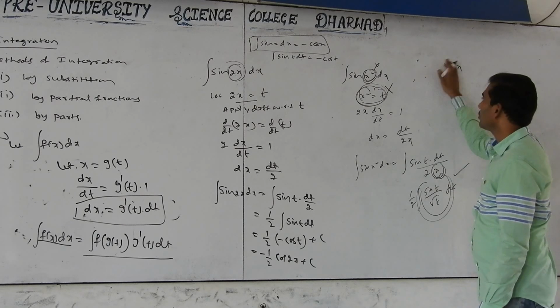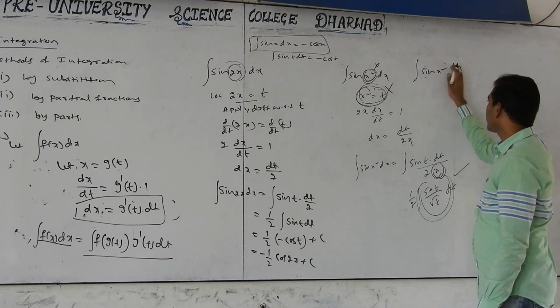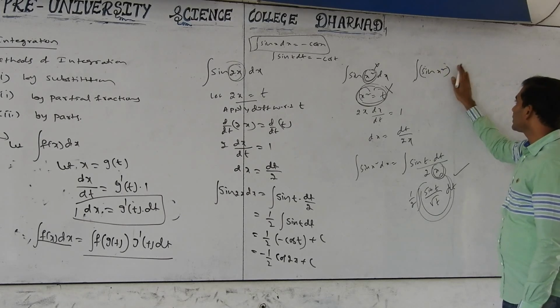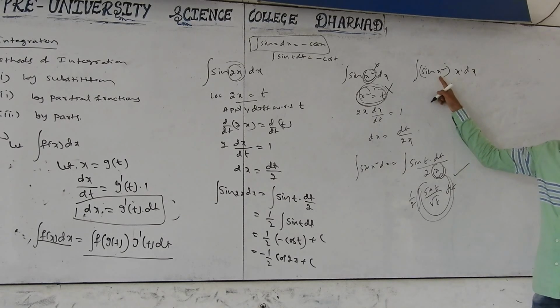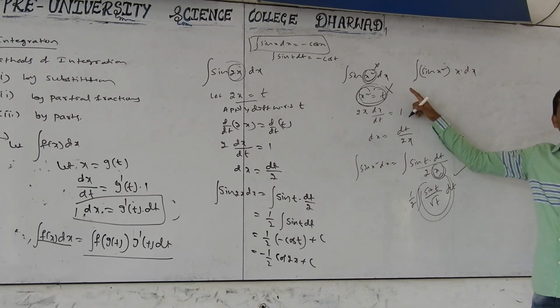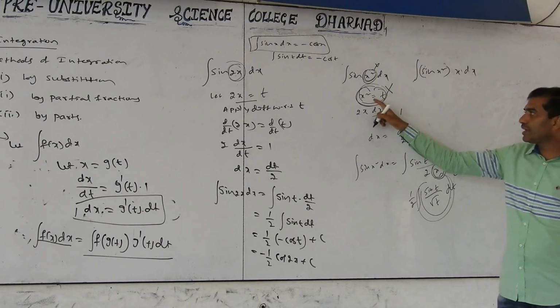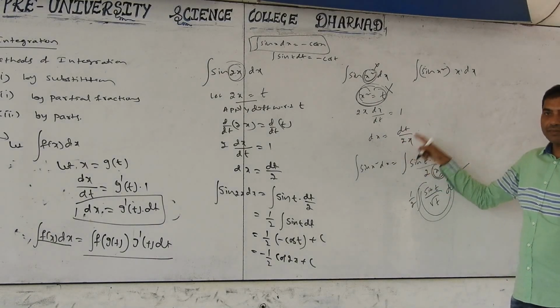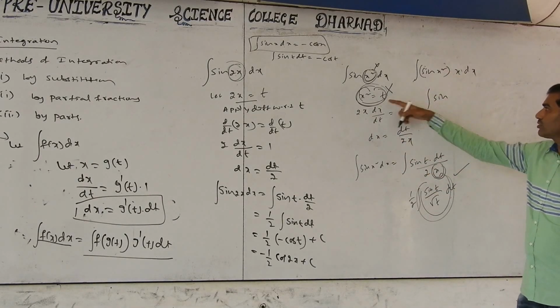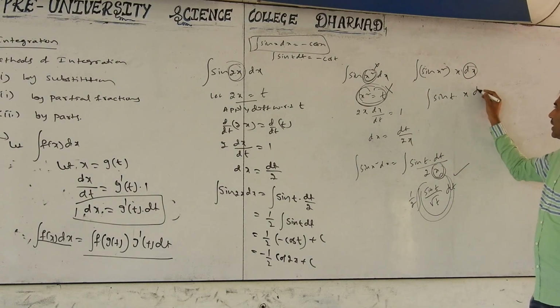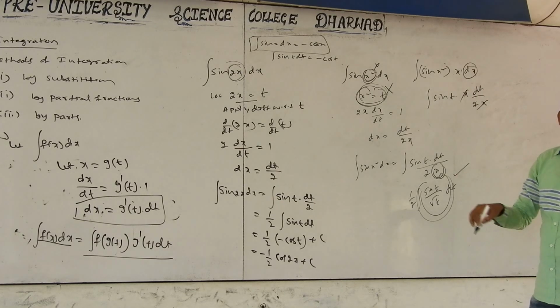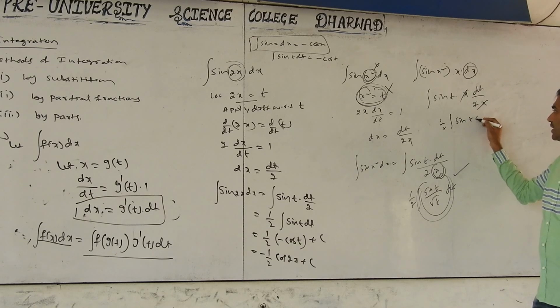For example, in the same question, integration of sin x squared into x dx, x is there. Then we can consider x squared equal to t. Why? Because the x squared differentiation is 2x; 2 is a constant, and x will be there. See, x squared equal to t, dx is equal to dt by dx. Substitute here: sin of x squared equal to t, x let it be, dx equal to dt by 2x. Now x cancels. So 1 by 2 integration of sin t dt. So 1 by 2 standard integration is cos t plus c.